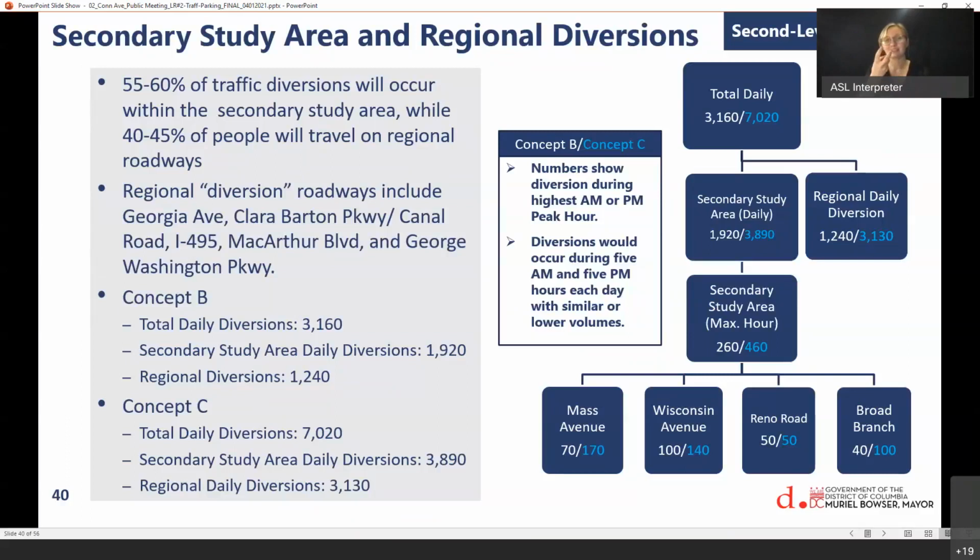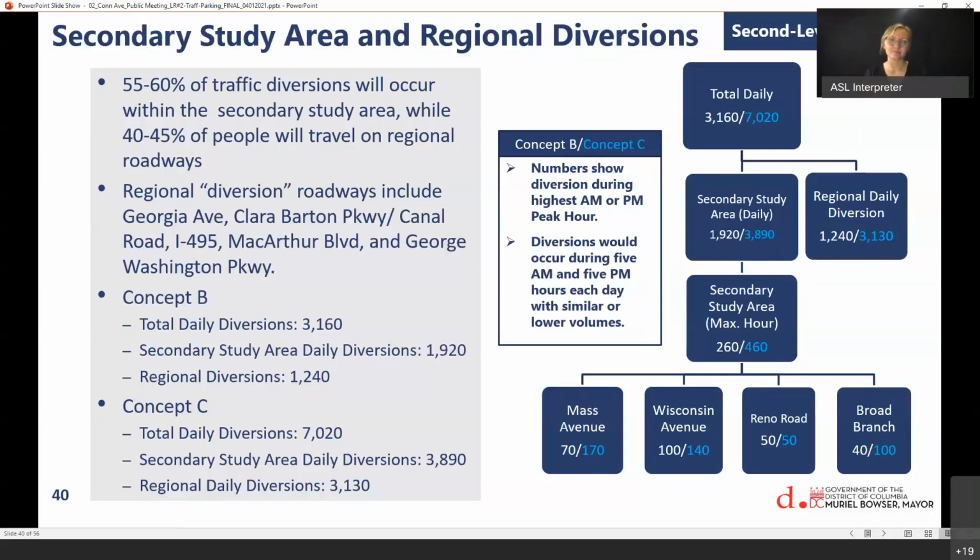Now under concept C, we're essentially more than doubling the diversions, where we have 3,900 trips going to the secondary study area and 3,100 using regional roadways. Next slide. Oh, I'm sorry, the chart on the right, that's really just it kind of shows you how we take from our daily numbers and get to our individual peak hour volumes on some of the key north-south roads. Next slide.